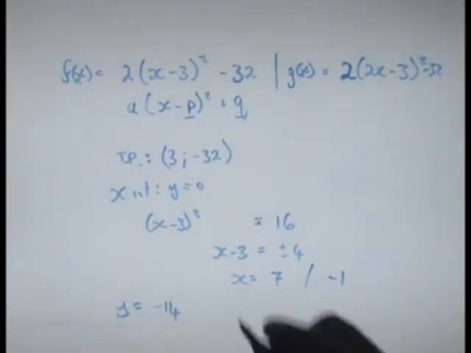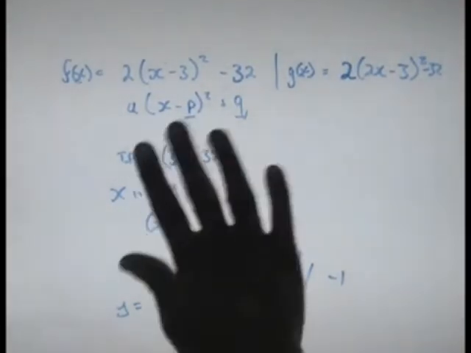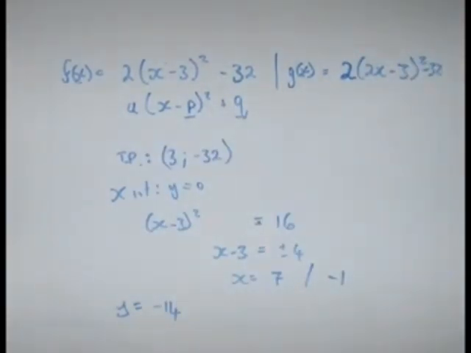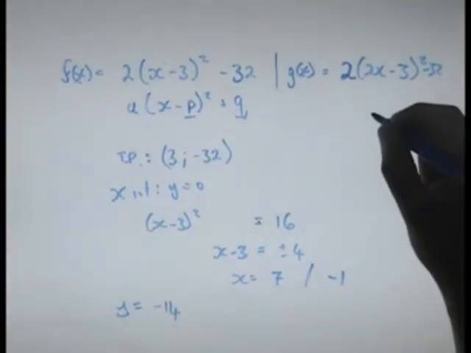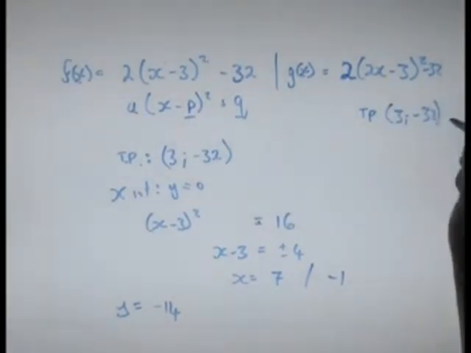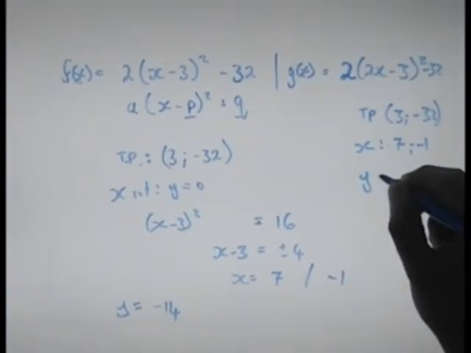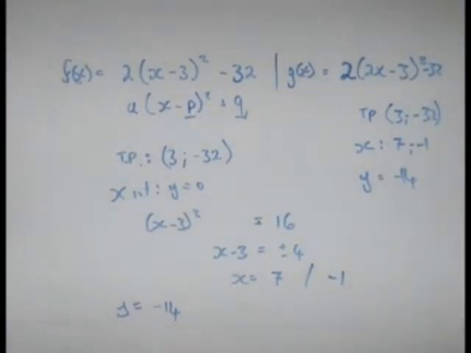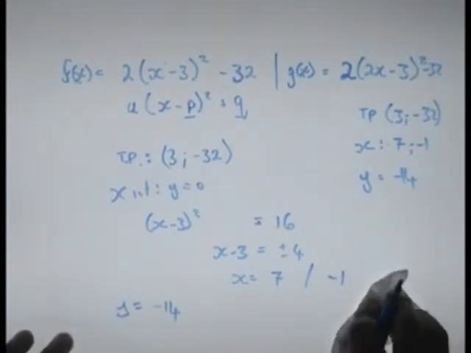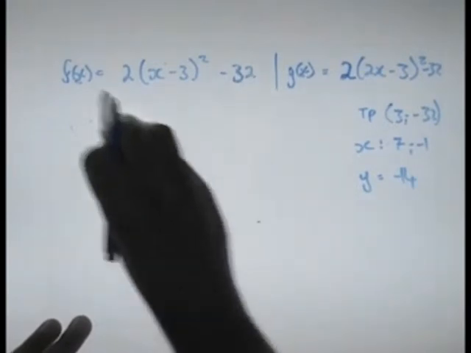Alright, now I'm going to sketch this graph before I do anything else. And let's see if we can do the transformation immediately. Firstly, let's just write this over here. Turning point happens at 3, negative 32. My x-intercepts are at 7 and negative 1. My y-intercept is at negative 14. And that's all the information that I need. We're now going to sketch this thing.